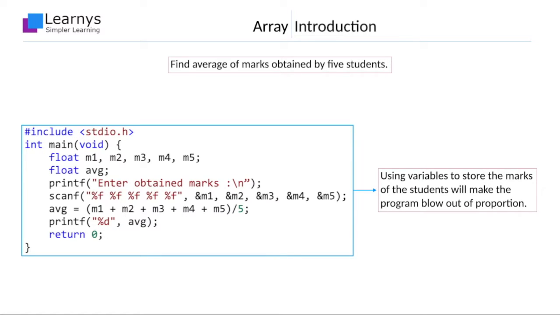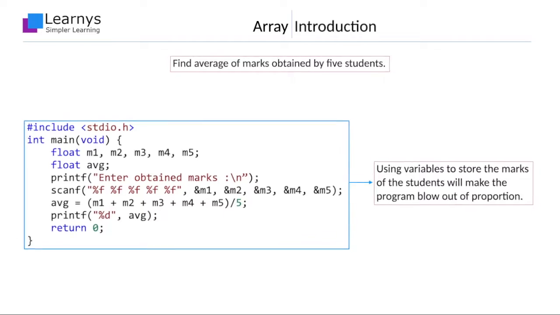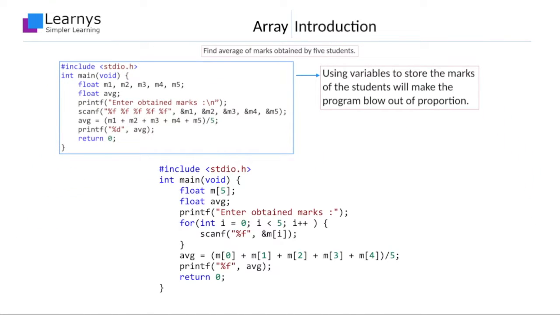They are called arrays. This is an alternate implementation of the same problem which makes use of arrays. You should be able to see that the 5 float type variables have been replaced with a single array type variable. If the number of students goes beyond 5, you just need to declare the number within the square brackets following the array name.